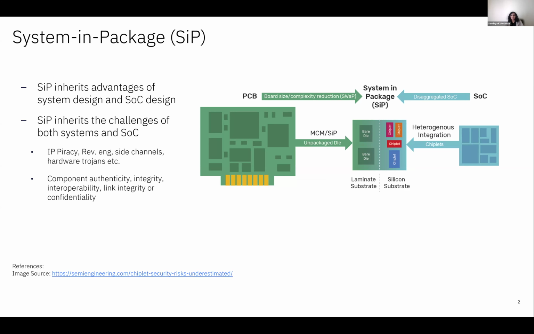However, SIPs also inherit the challenges of both systems and SoC design, right? So whatever problems you had with respect to security, for example, in terms of IP piracy or reverse engineering, side channels, trojans, right? They're going nowhere. They're still there. There's still huge problems. But also you have this notion of things like component authenticity or integrity in the system that now translates to chiplet authenticity, right? And when you look at the integrity, it's not just the hardware, but you also have to have the firmware. And these things also translate onto the SIP. Other aspects that you have to think about is interoperability, link integrity, or link confidentiality, depending on the threat model, which means that the SIPs need a combination of countermeasures from both worlds.